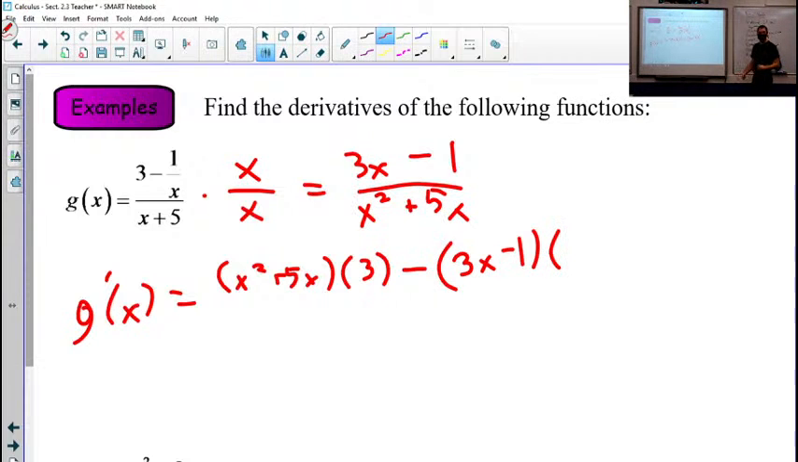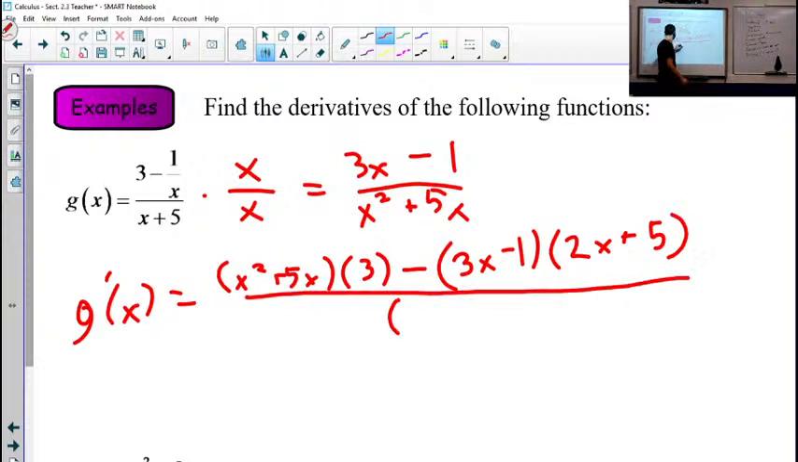D low, derivative of x squared. We're taking derivative of the bottom here. So derivative of x squared here is 2x. Derivative of 5x is 5. Over the square of what's below.